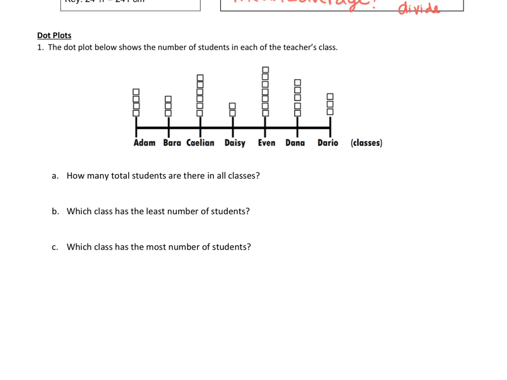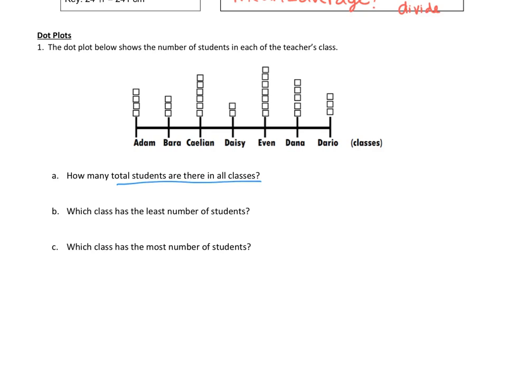So Mr. or Ms. Adams has 4, Mr. or Ms. Barrera has 3, so on and so forth. Those are the last names, or maybe the first names of the teacher. Not really sure. So this says how many total students are there in all the classes. So I would have to add this up.